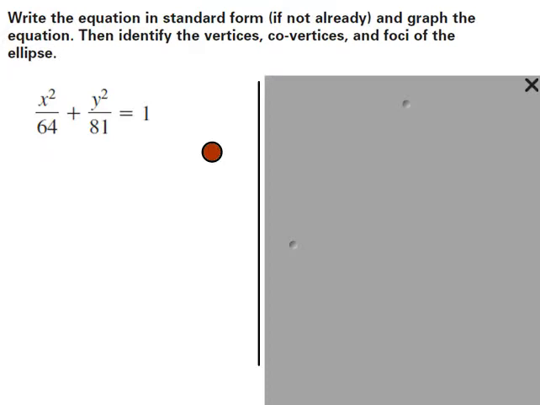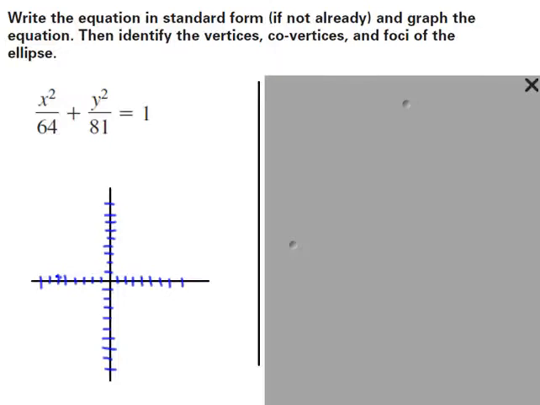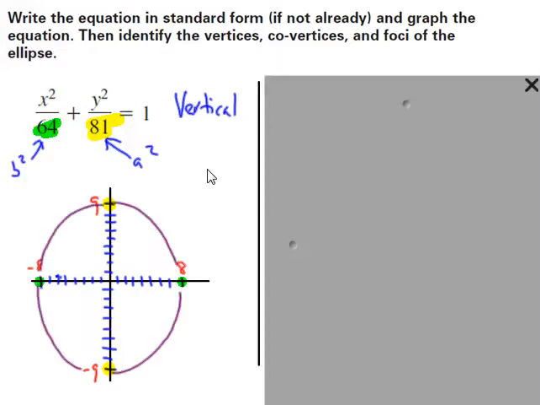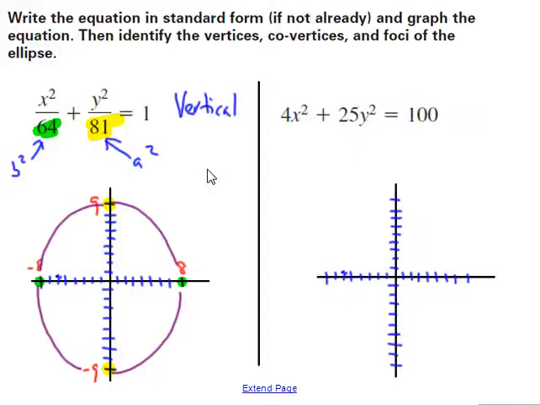Okay, I'm going to assume that you've paused and worked this out. I'll step through this one. First of all, I've got my grid handmade here. It's going to be vertical because the larger of the 2 denominators is under the y term. So that's going to be a squared. And so that means a is 9, the square root of 81, in each direction. B squared is going to be 64, which means b is going to be 8 in each direction. Now all I have to do is connect them. That's it. I've drawn my ellipse. The example on the right, do the same thing. Hit the pause button. When you come back, I'll walk you through that one.